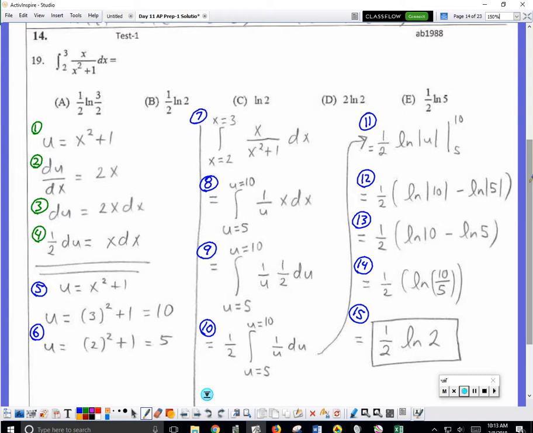So that's a good match. I can say that's going to make my u substitution work. I pick u equal x squared plus 1, and I just do the steps, making sure that when I write equal, it really is equal.